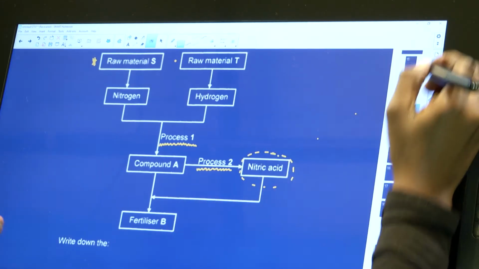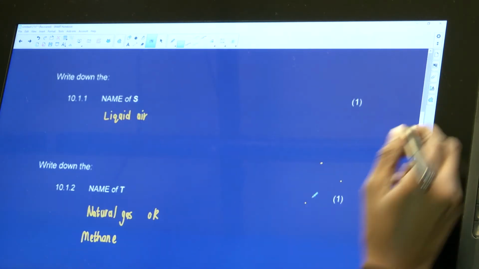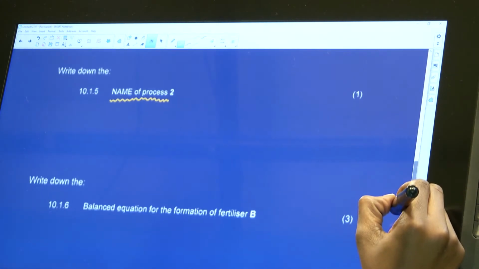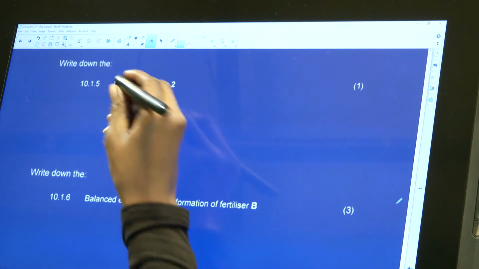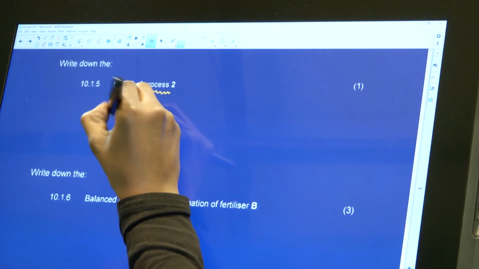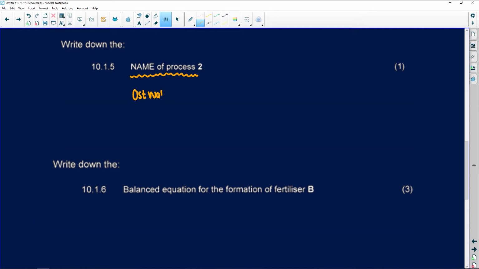Very, very critical, very, very crucial. They could have asked you sulfuric acid, you would have had to know the same thing. The types of processes, the types of catalysts, and so forth. This one is actually a little bit easy because they only ask you for one. Sometimes they can ask you for all the types of catalysts, so be aware. So for process number 2, what is it called? That is then the Ostwald process. How do I know that? The Ostwald process forms nitric acid. Ostwald process.